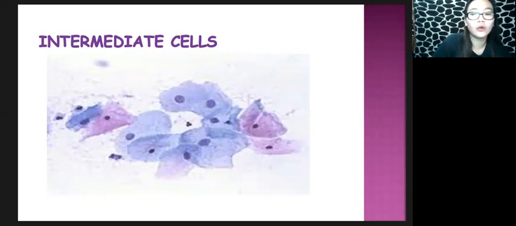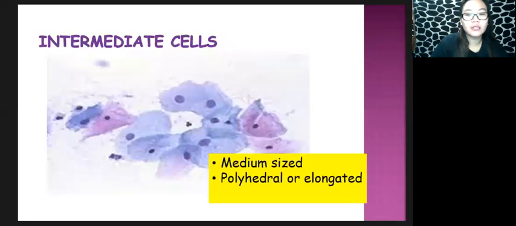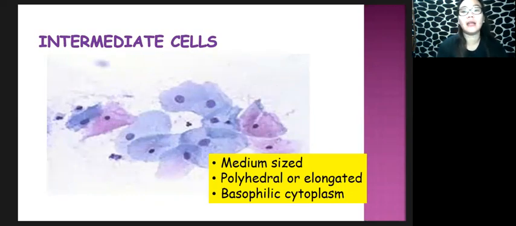So we have here your intermediate cells. All right, so they are medium-sized as compared to the very large mature superficial cell that we see. So they may be polyhedral or elongated, and take note that their cytoplasm is basophilic. So the cytoplasm of your pregnancy cells is usually translucent basophilic, and the translucent character is pronounced at the center of your cell.